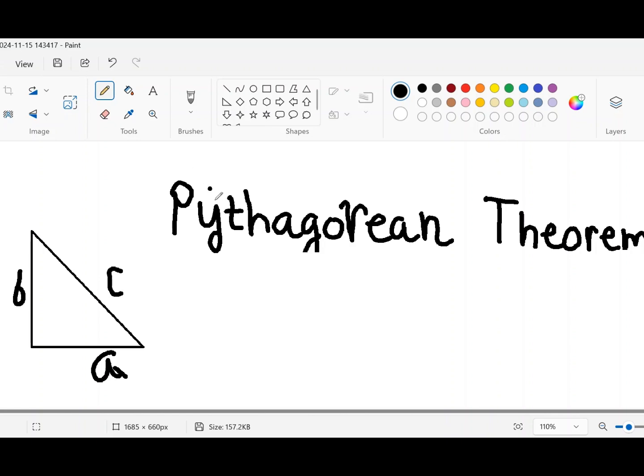Okay, we're going to discuss the Pythagorean Theorem, which basically says when you have a right triangle with side lengths A, B, and C, in which A and B are the shorter sides and C is the longest side, A squared plus B squared equals C squared.